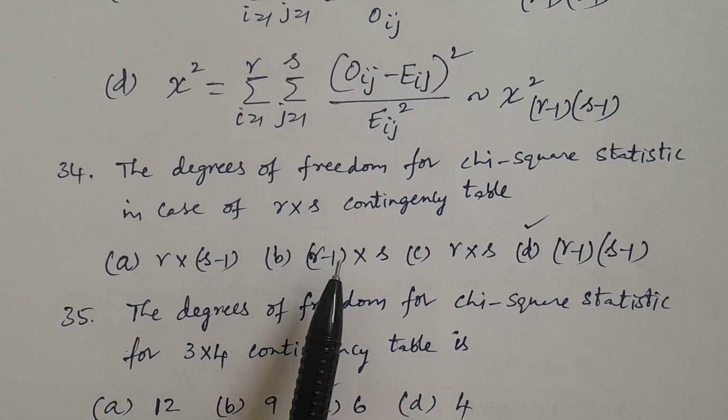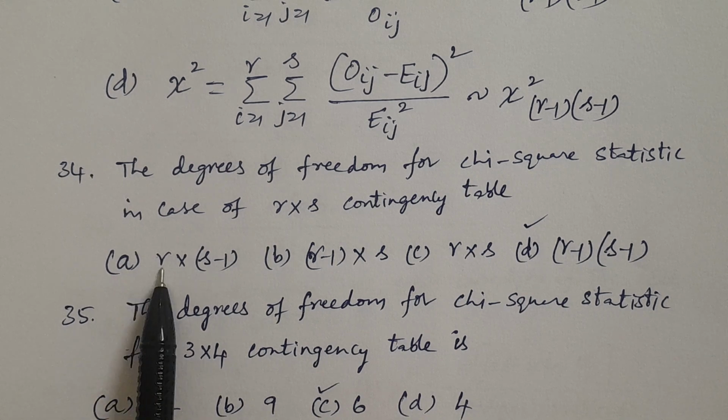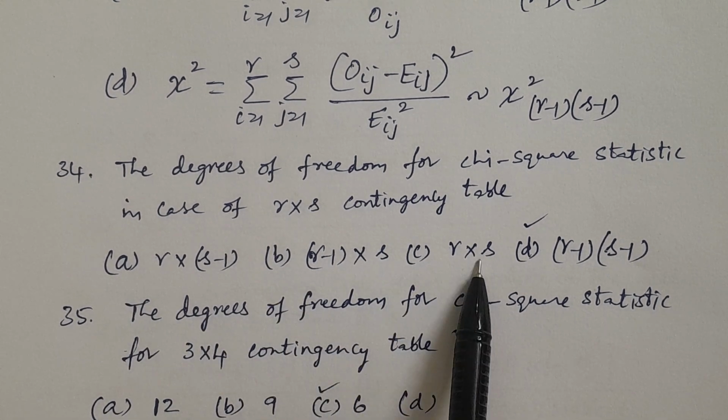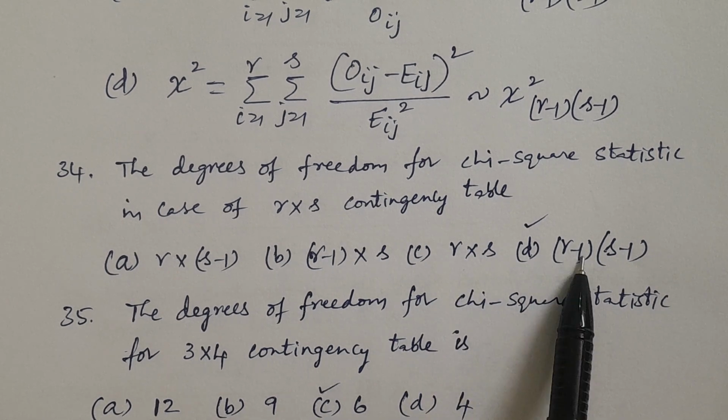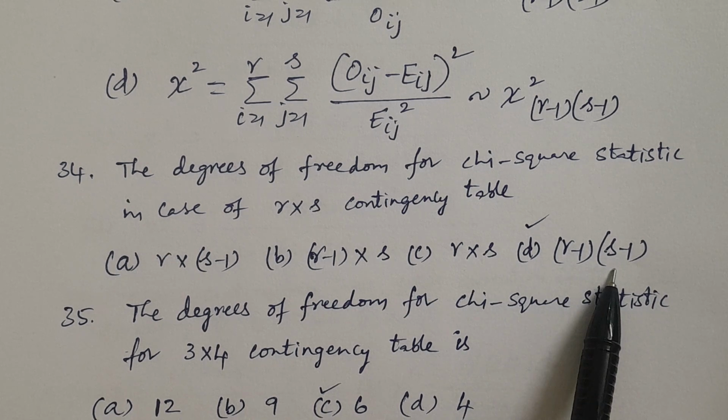So degrees of freedom I have already explained in the previous question. A. r into s minus 1, B. r minus 1 into s, C. r by s, r into s, D. r minus 1 into s minus 1. The answer is D. r minus 1 into s minus 1.